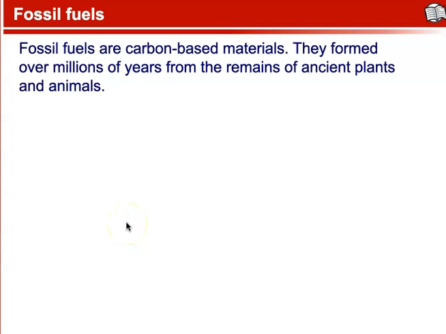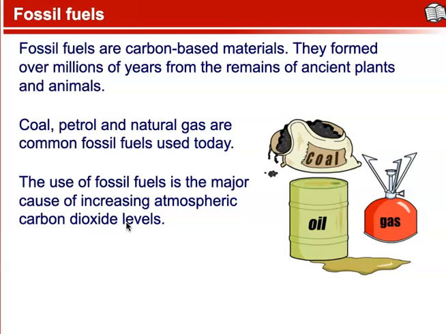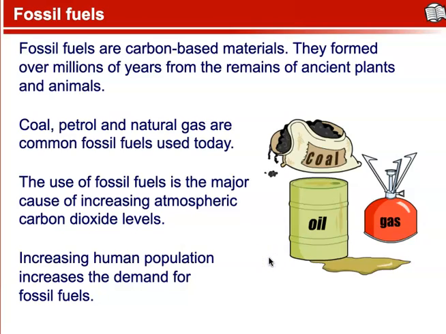Fossil fuels. Fossil fuels are carbon-based materials. They formed over millions of years from the remains of ancient plants and animals. Coal, petrol, and natural gas are all common types of fossil fuels that we use today. The use of fossil fuels is the major cause of increasing atmospheric carbon dioxide levels. Increasing human populations also increase the demand for these resources. As we have an increase in demand, there's going to be a greater amount of usage, and therefore a greater amount of carbon dioxide emitted into the atmosphere.